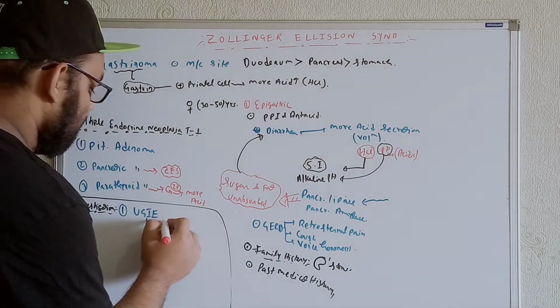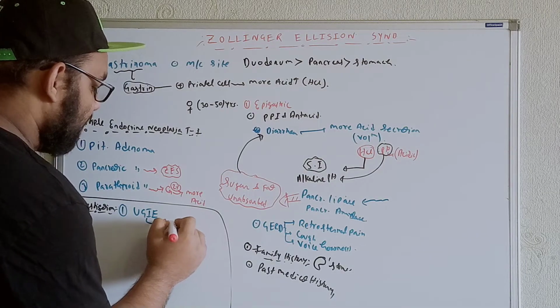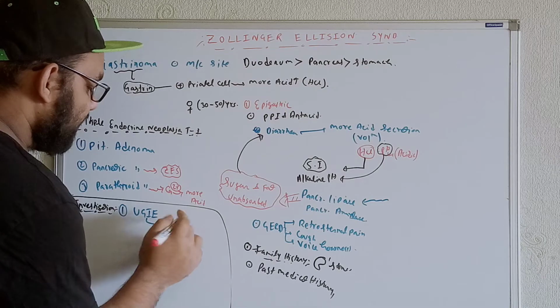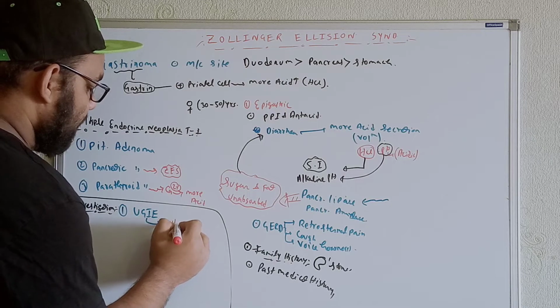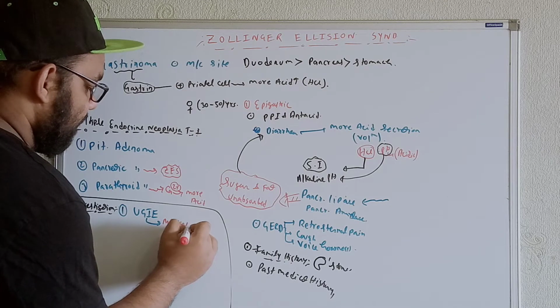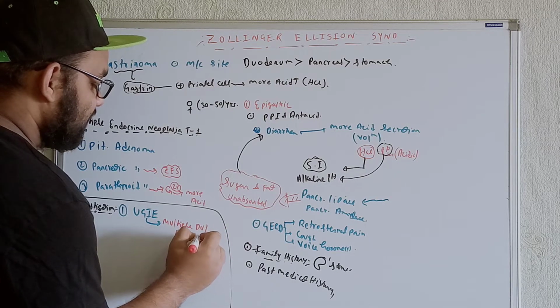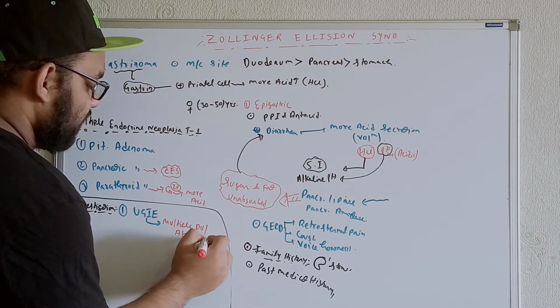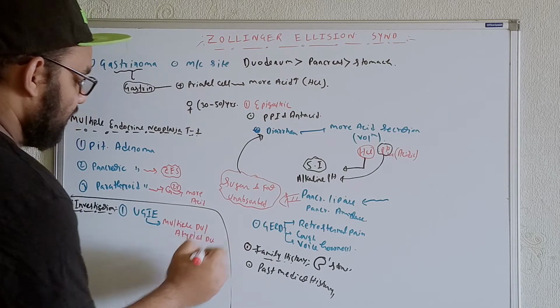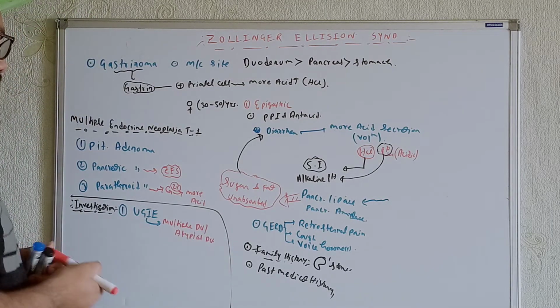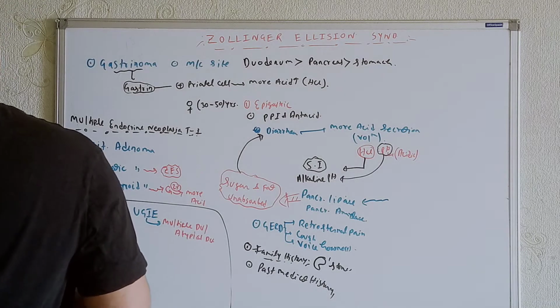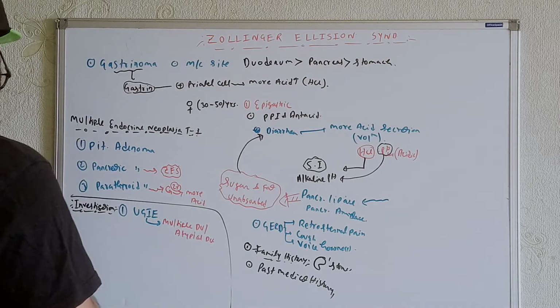For example, we can get from here multiple duodenal ulcers, or, in terms of atypical presentations, ulcers in positions that may be changed. Okay, so we can do the upper GI endoscopy first over here. Now let's see the other thing.